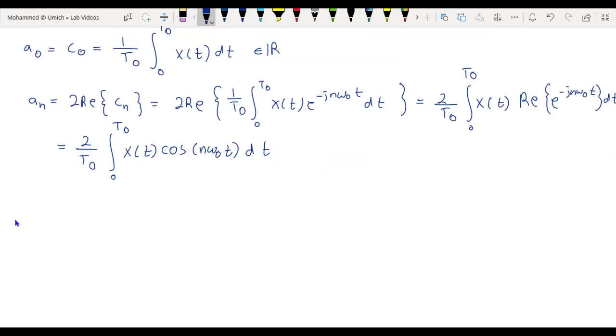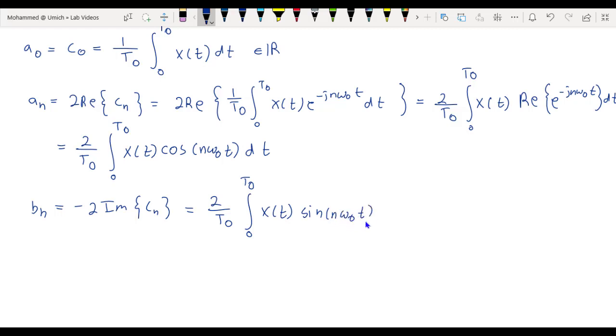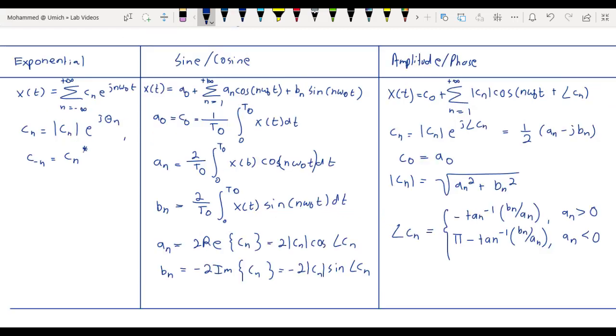And we can do the same thing for the bn coefficients. Bn equals minus 2 times the imaginary part of Cn. And if we follow these same steps here, except we're taking the imaginary part of e to the minus j n omega naught t instead of the real part, what you end up with is 2 over t naught times the integral over one period from 0 to t naught of x of t times sine of n omega naught t dt. So let me summarize what we've gone through so far.